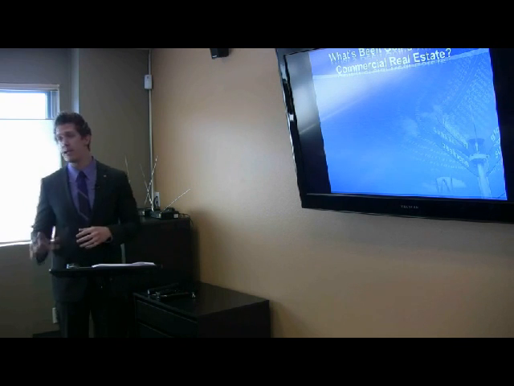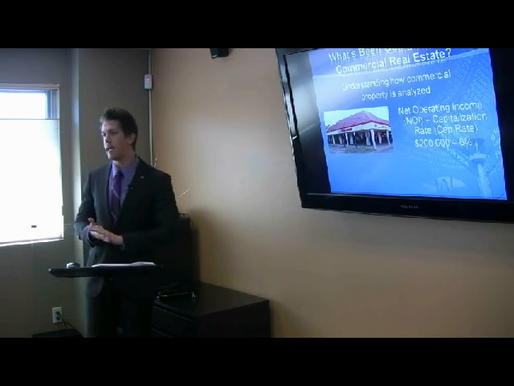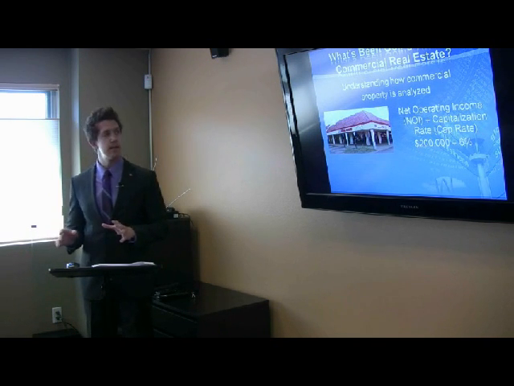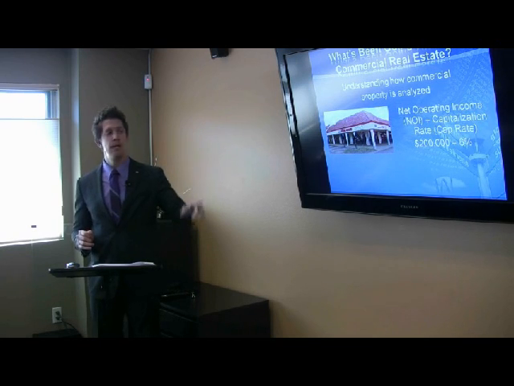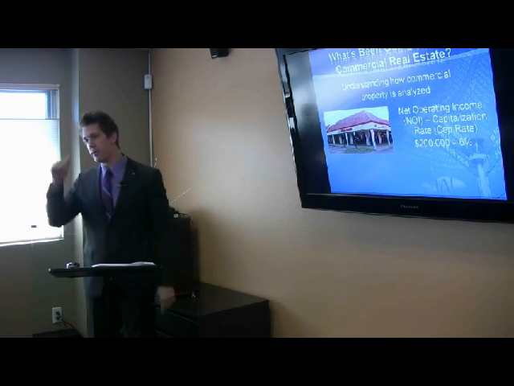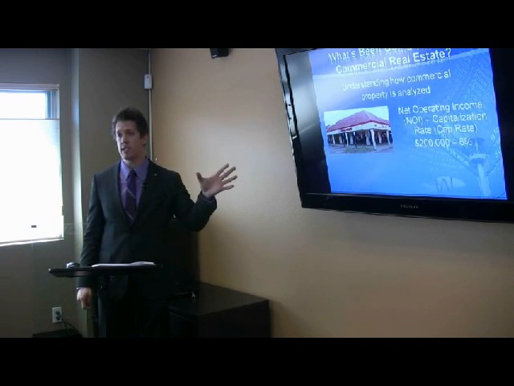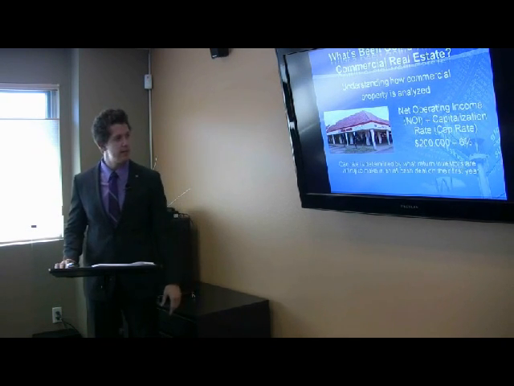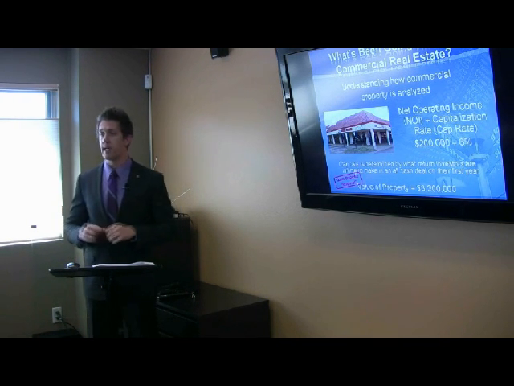Okay, so this is what's been going on with commercial real estate. This is how commercial property is analyzed. It's all formulas. You take a property and how much income it's making, its NOI, and divide it by a capitalization rate. In this example, I picked a random property that makes $200,000 a year, divided by 6%. Basically, the property is worth $3.3 million.